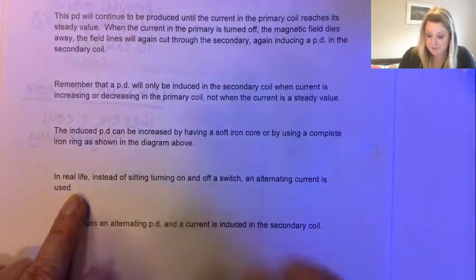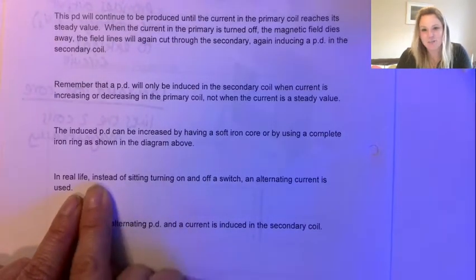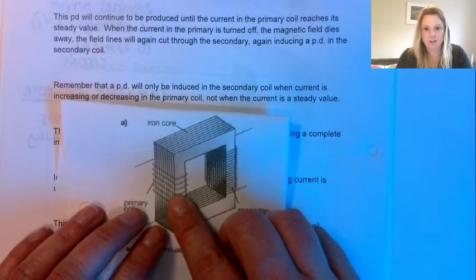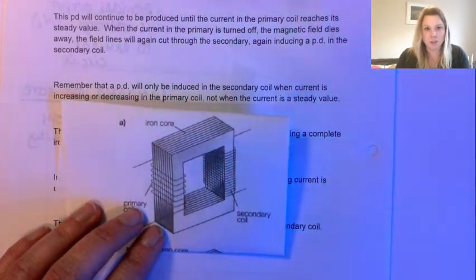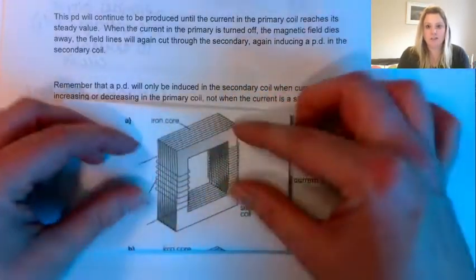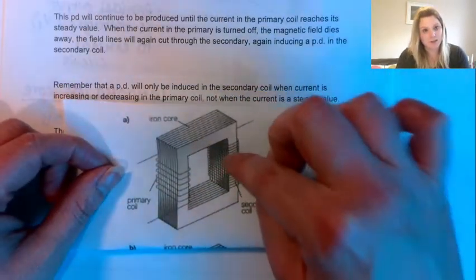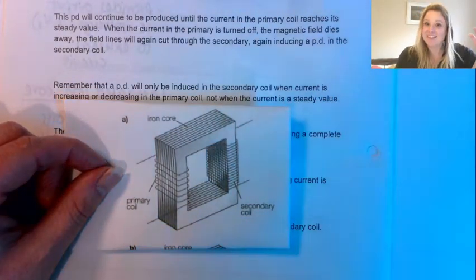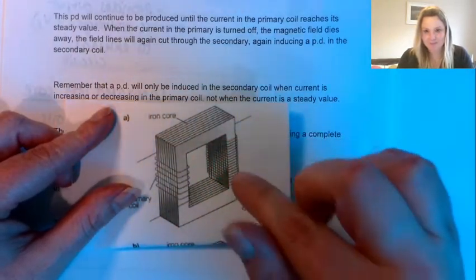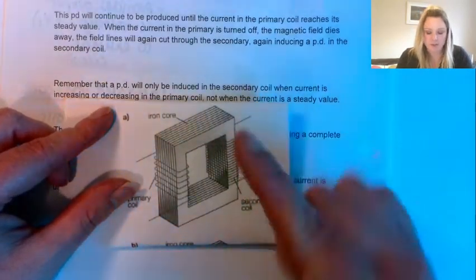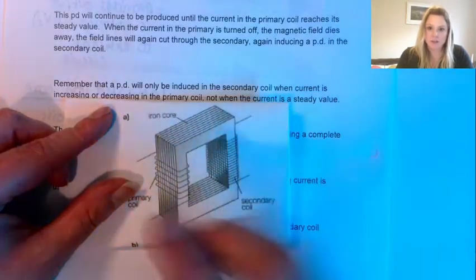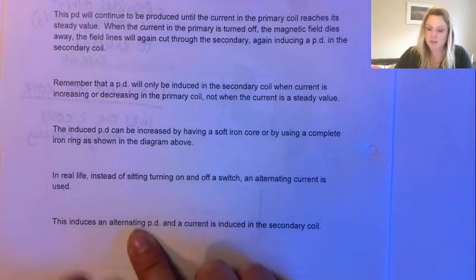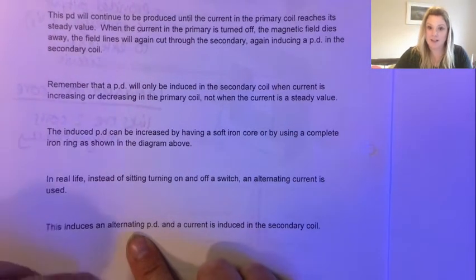In real life, I was getting a wee bit ahead of myself, instead of sitting and turning on and off a switch, an alternating current is used. So that means the current here in your primary is just constantly changing direction, which means that your magnetic field lines are constantly cutting across this and constantly creating a current in here, and that'll be an alternating current as well because the magnetic field lines are constantly growing, shrinking, growing, shrinking. Okay, so this induces an alternating PD and a current is induced in the secondary coil.